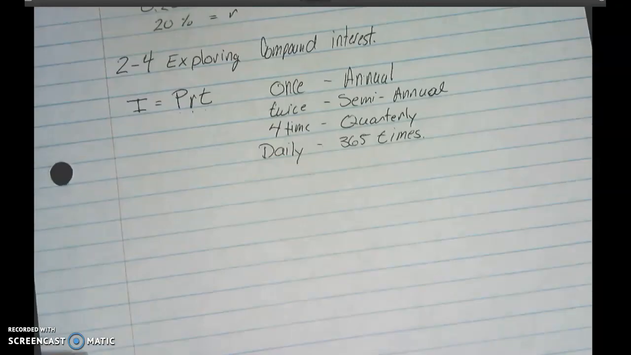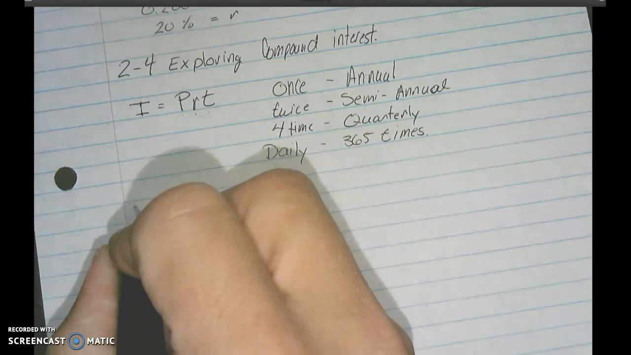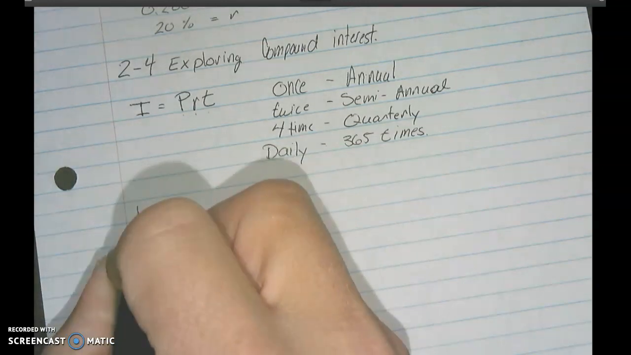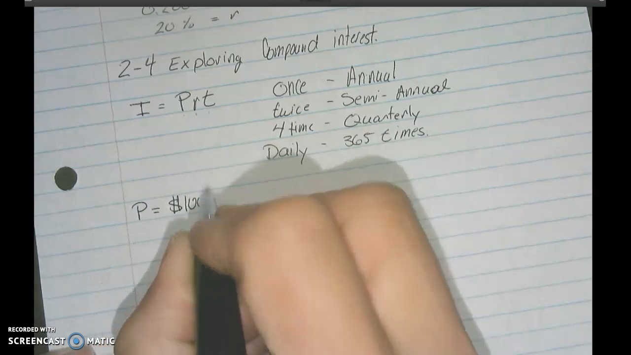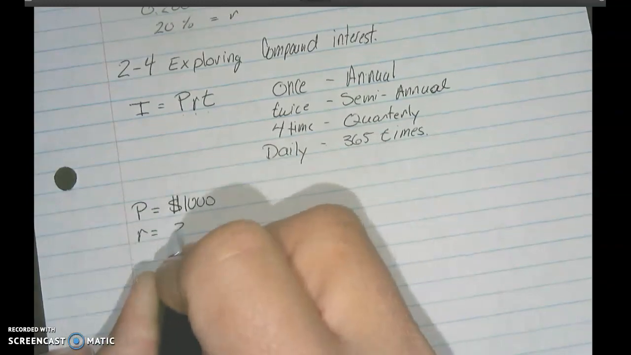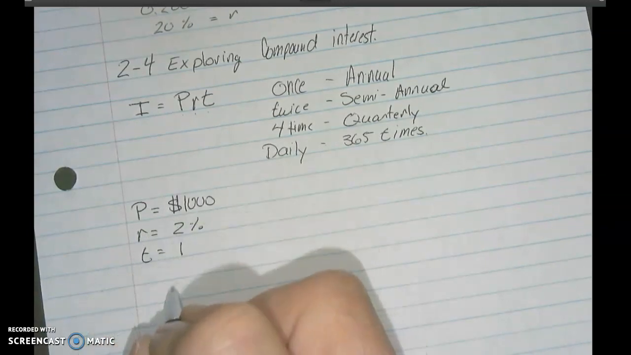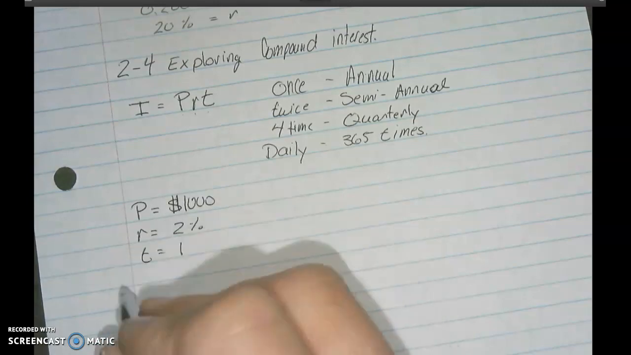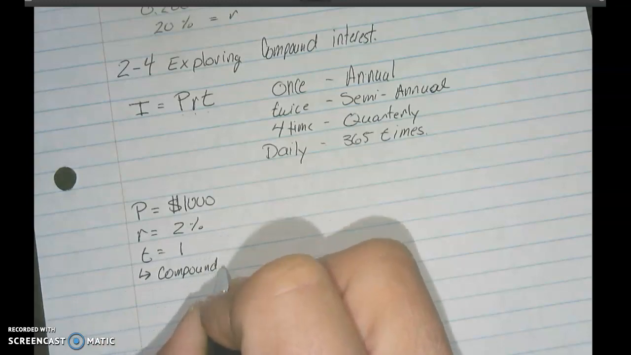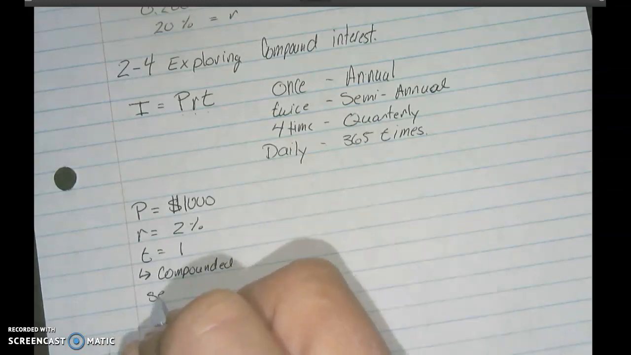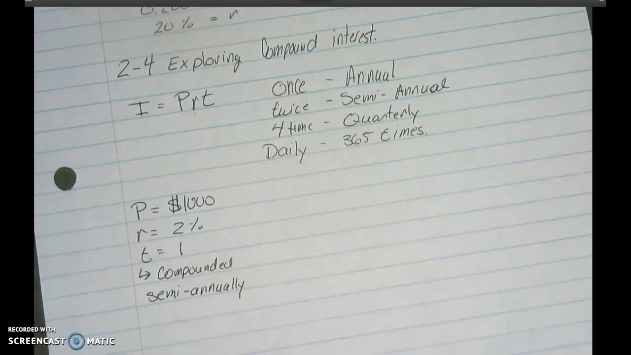All right. So we'll just start with something pretty straightforward. We're going to say we have a principal amount of $1,000 and our rate is at 2%. Our time is going to be once, and then we're going to say that it is compounded semi-annually.